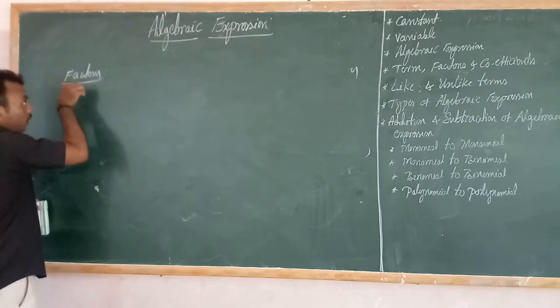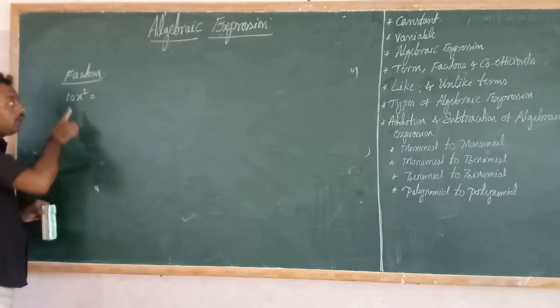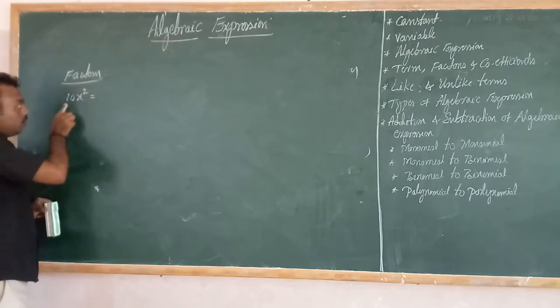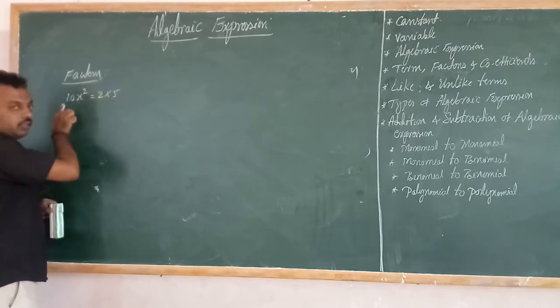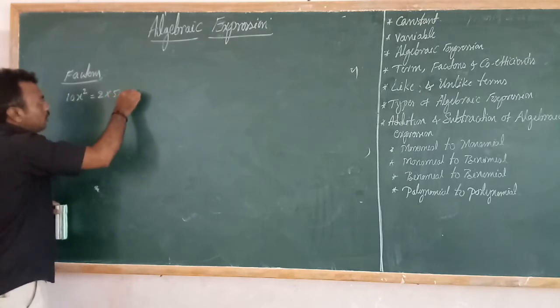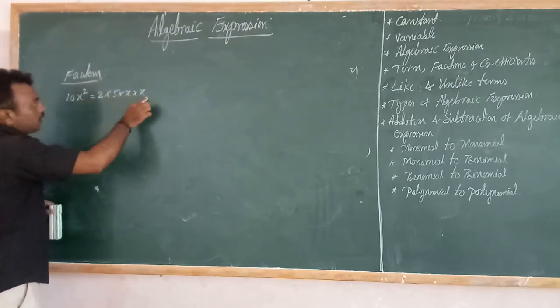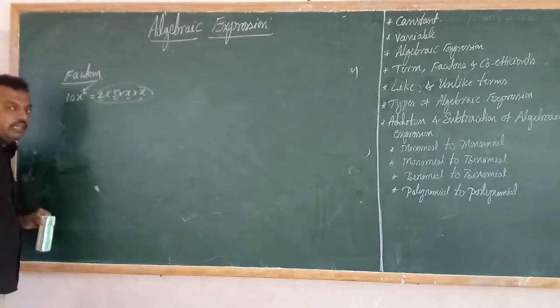See, in the variables, 10x square is there. What are the factors of 10x square? So what are the factors of 10? 2 into 5. Can I write 2 fives are 10? Yes. What are the factors of x square? Very simple. x into x. The x square can be written as x into x. 2 into 5 into x into x. These are the factors of 10x square.